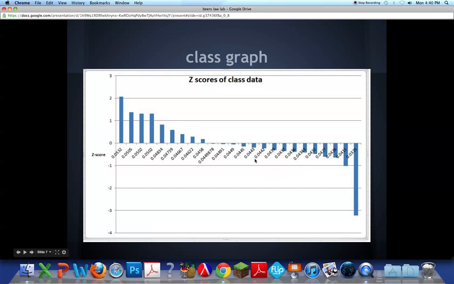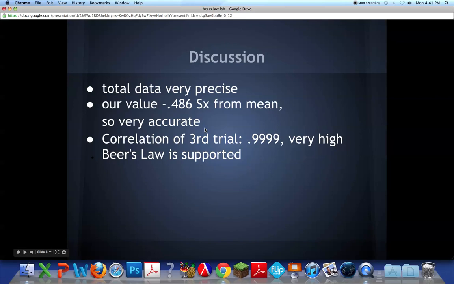And this class is very different because this big section right here where the standard deviations are a lot less than what is expected, which is very good because, again, it shows the precision that everybody got with this lab. That's quite amazing. Okay, so overall, like you said, our data was very precise. It wasn't very many standard deviations away. Our value was approximately half a standard deviation away from the mean, which is once again very, very accurate. More accurate than most of the people in our group.